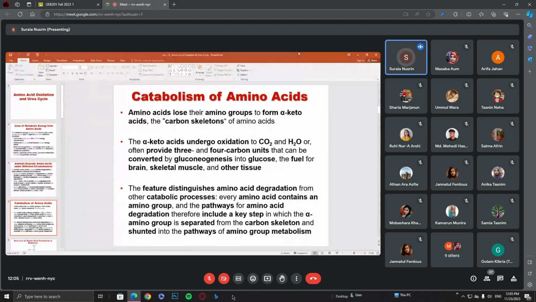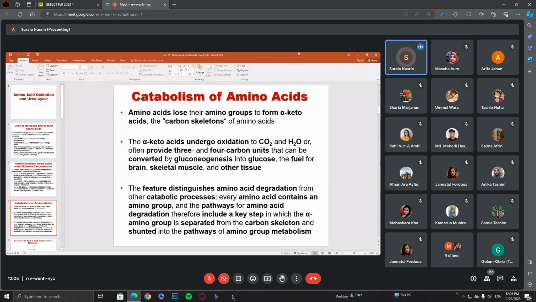Okay, so now the catabolism of amino acids. If we look at the structure of an amino acid, we already know the amino acid has an amino group, then a carboxylic group, and the R group. We are not focusing on the R group here. The main two functional groups are the amino group and the carboxylic group. This amino group is where the nitrogen atom is present.